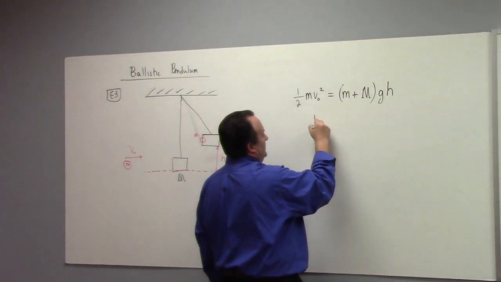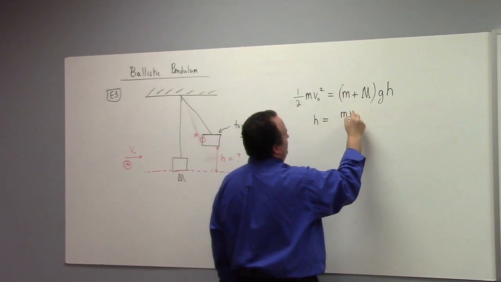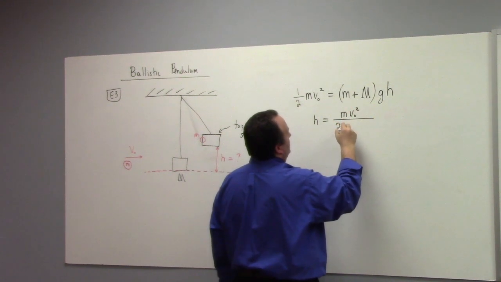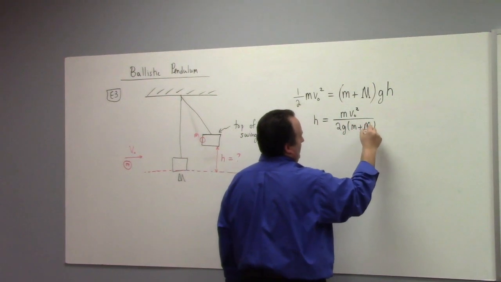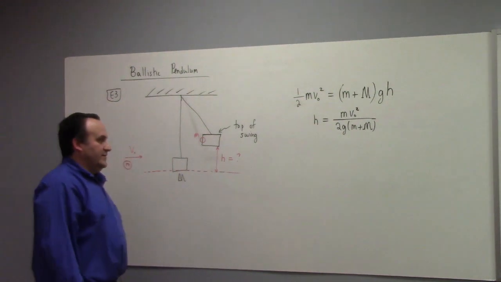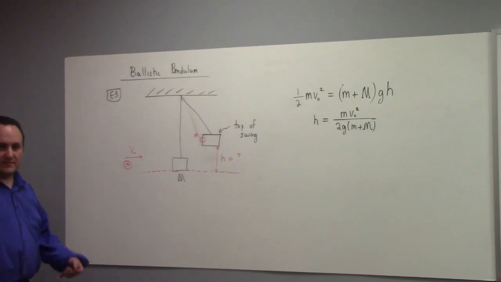I got h equals 2. Looks to me like m v naught squared over 2g times m plus m. You can check the units on it. It makes sense. It's a kilogram meter squared per second squared divided by a kilogram times meters per second squared. It gives you a meter.